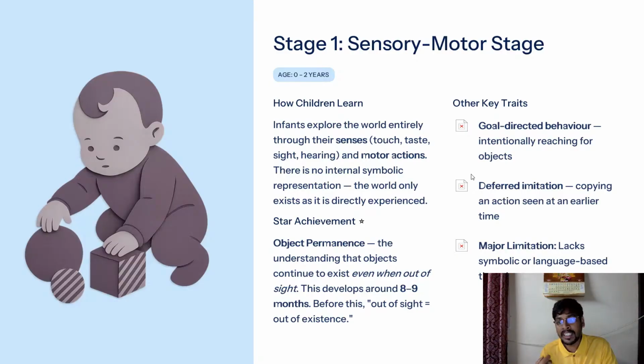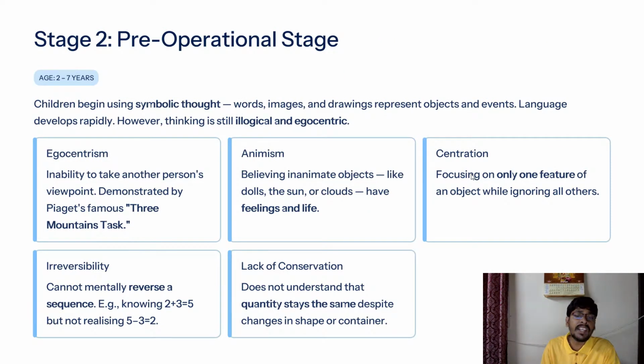And deferred imitation, copying an action seen at an earlier time. And a major limitation, lacks symbolic or language based thought. So here in the sensory motor stage, the infant will not have any symbolic or language based knowledge. No symbolic knowledge or language knowledge. It's all about sensing. Only their senses work here. That too, they can only feel the touch, feel the taste and sight and hearing. That's it. Only motor actions are possible when the child is 0 to 2 years. And the second stage is the pre-operational stage.